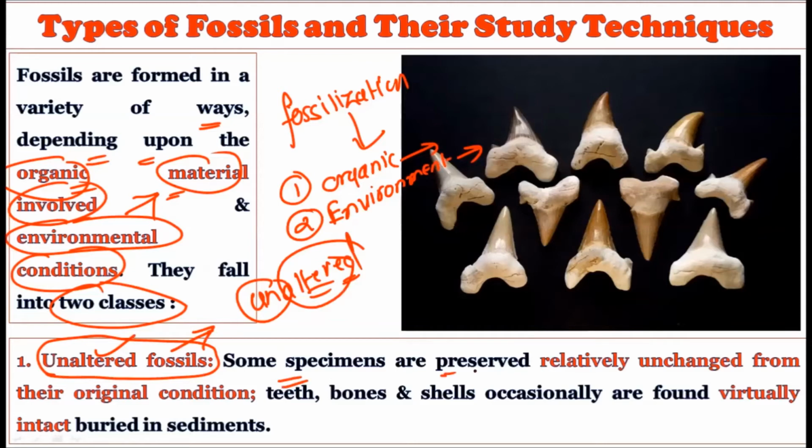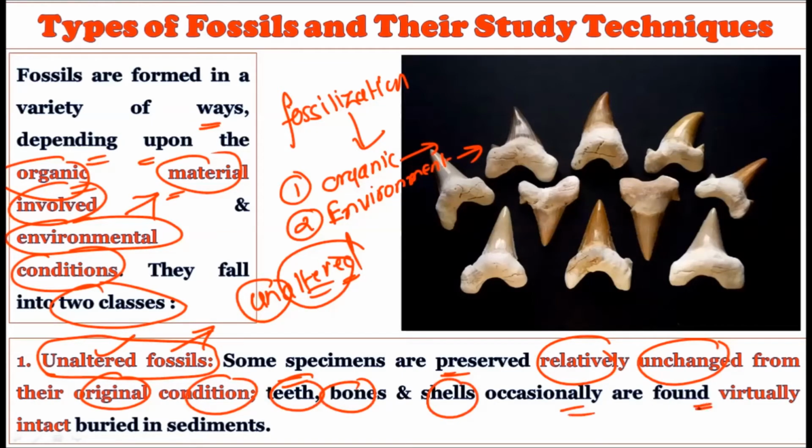See, some specimens are preserved relatively unchanged from their original structures. For example, teeth, bones, and shells occasionally found virtually intact buried in the sediments. So there are certain structures, for example, teeth of an organism, bones of the organism, or the shells of the organism. These are the solid structures, and these are not easily decomposed by the decomposers as well.